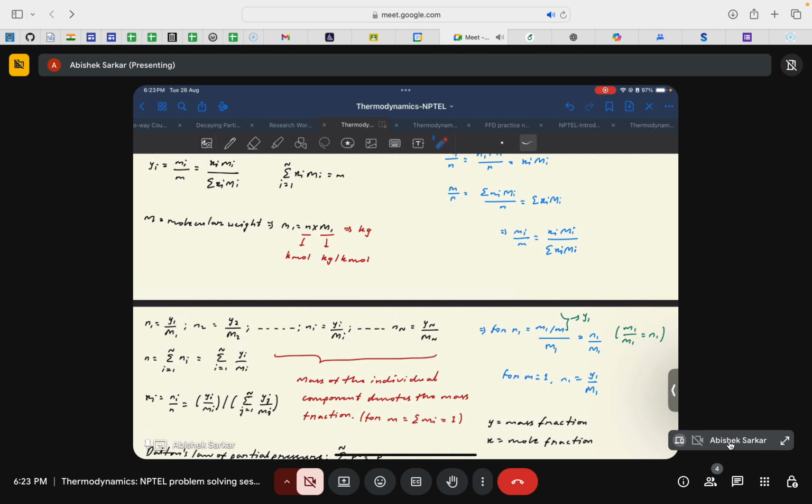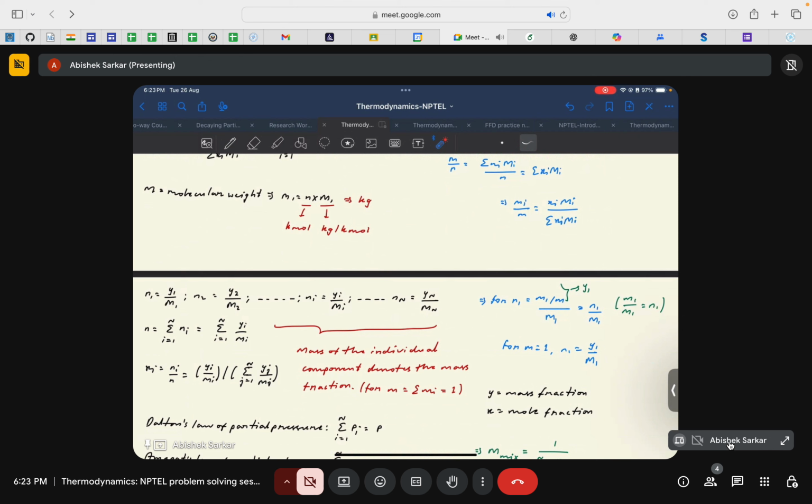Yeah. So let us consider that. Let us represent n1 in terms of the mass fraction and the molecular weight. So we can see that n1 can be represented as n1 is equal to Y1 by capital M1, where M1 is the molecular weight and Y is the mass fraction. Then n2 is Y2 by capital M2. Similarly, nn is equal to Yn by capital Mn.